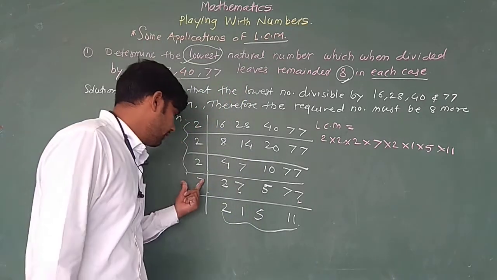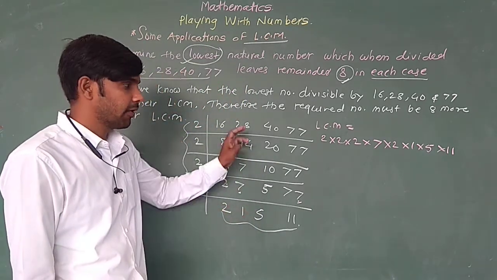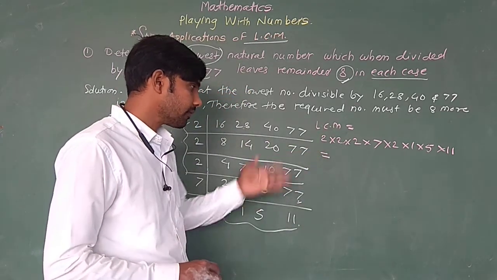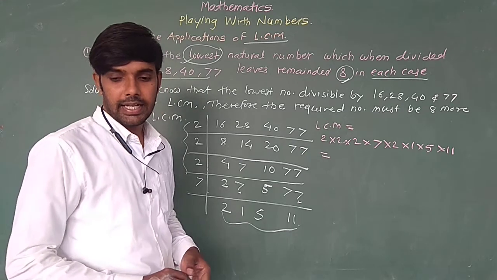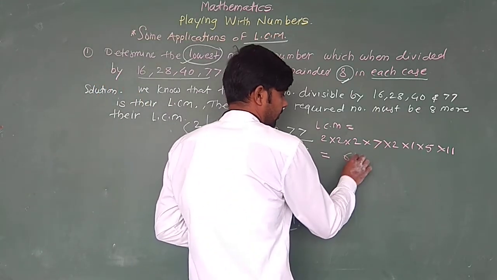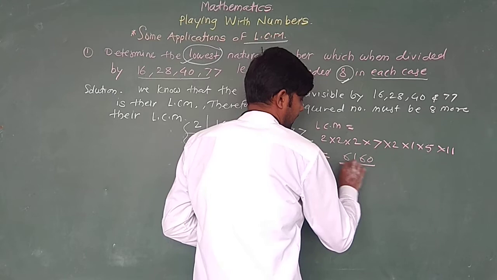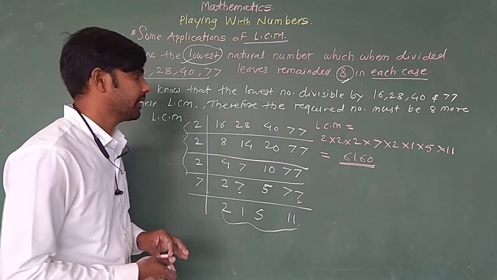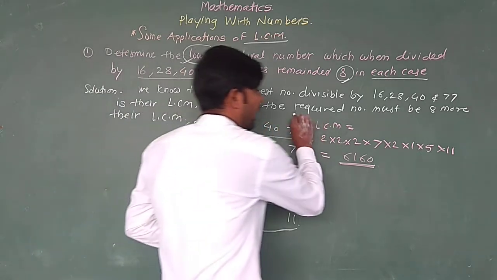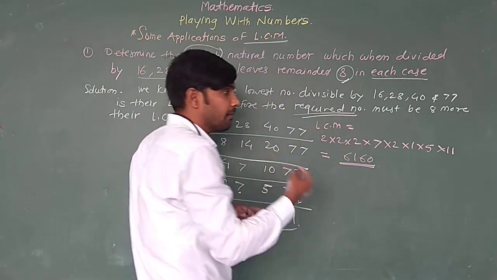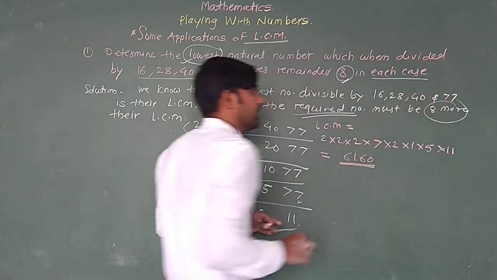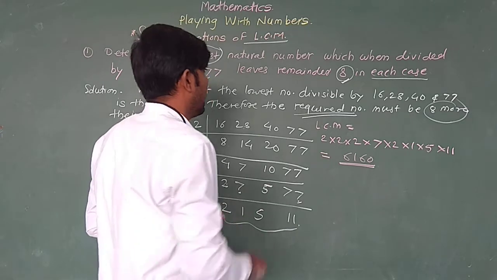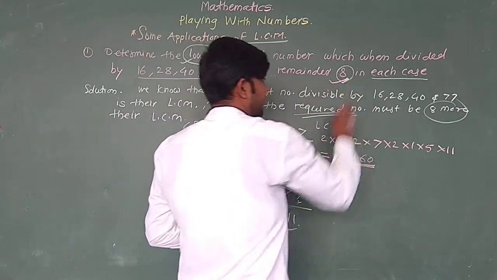The product of all the divisors and undivided numbers is the LCM of the given numbers. Okay, when we multiply all these numbers, we get LCM is equal to 6160. But this is not our answer. Therefore, the required answer must be 8 more than the LCM of the given numbers, because in the question they have given that it leaves remainder 8 in each case.